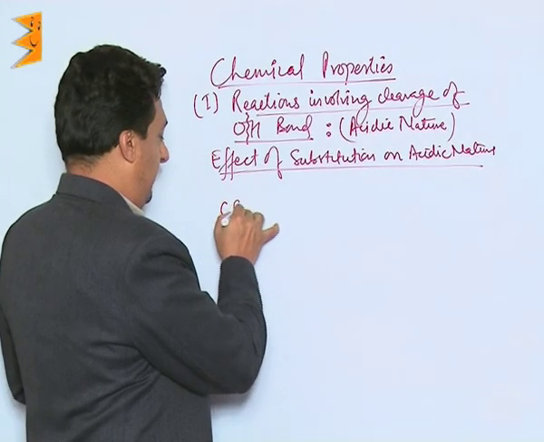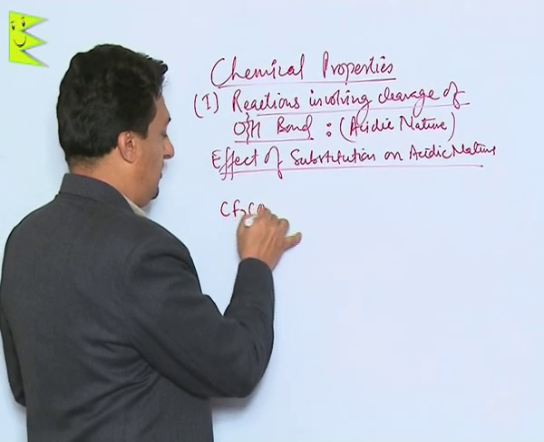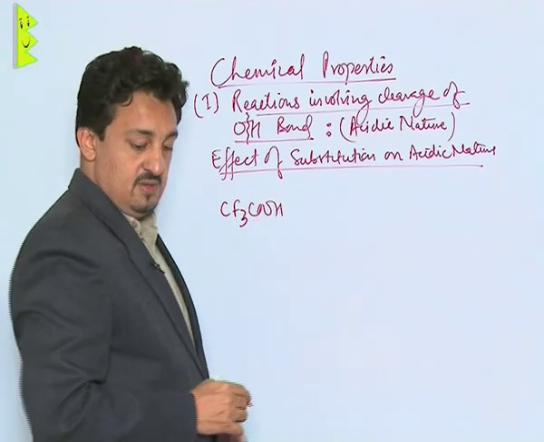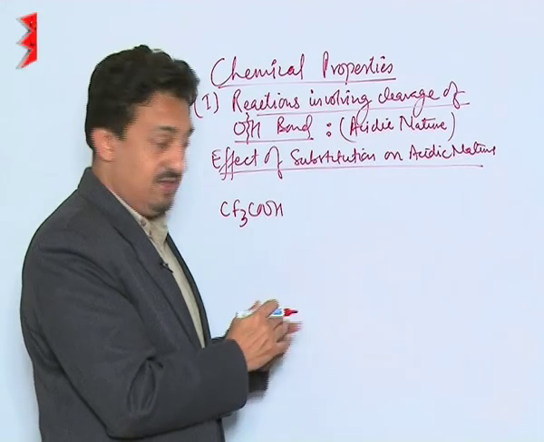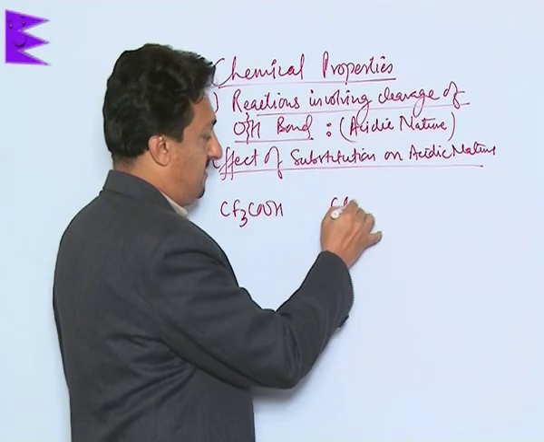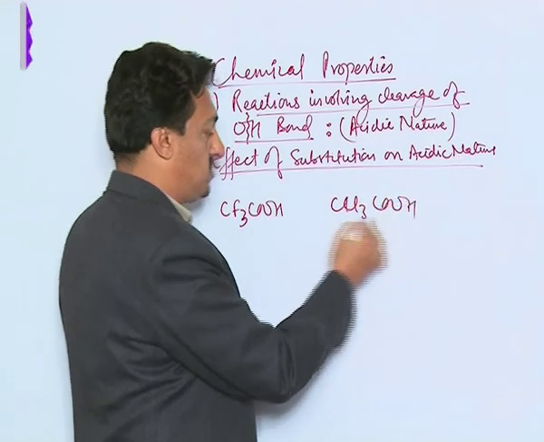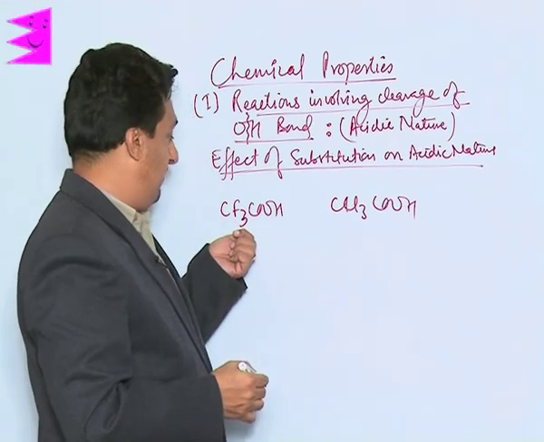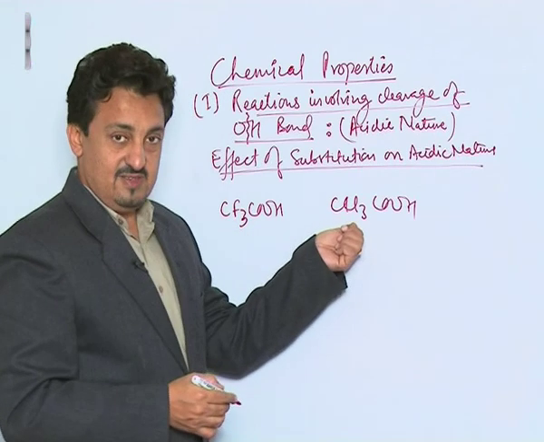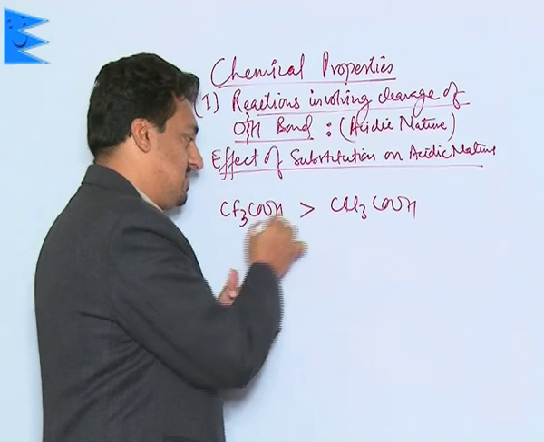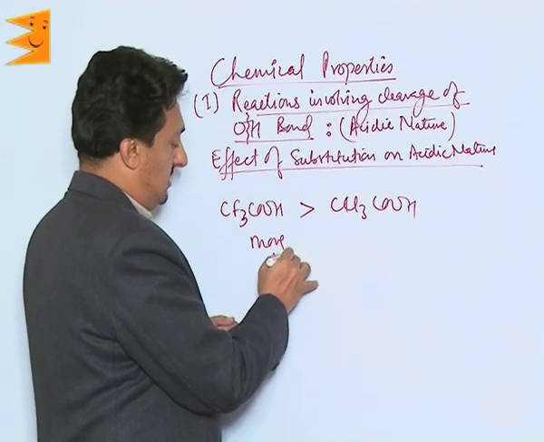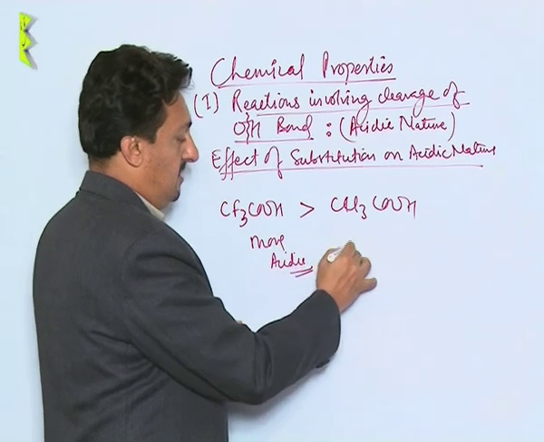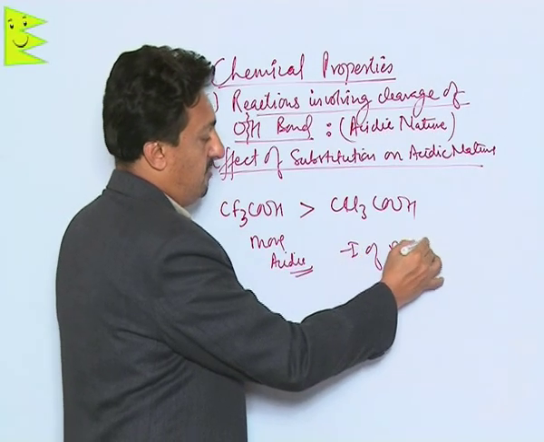Like if we compare CF3COOH, where there are 3 fluorines, with the one with 3 chlorines, CCl3COOH, what we find is this is trifluoroacetic acid, and this is trichloroacetic acid. Out of these, trifluoroacetic acid is more acidic, the reason being the minus I of fluorine is more than Cl.